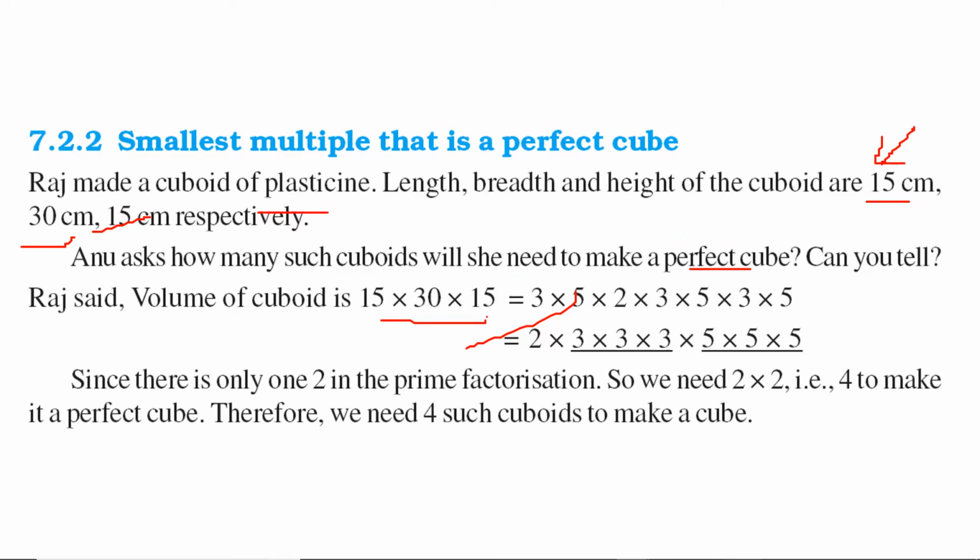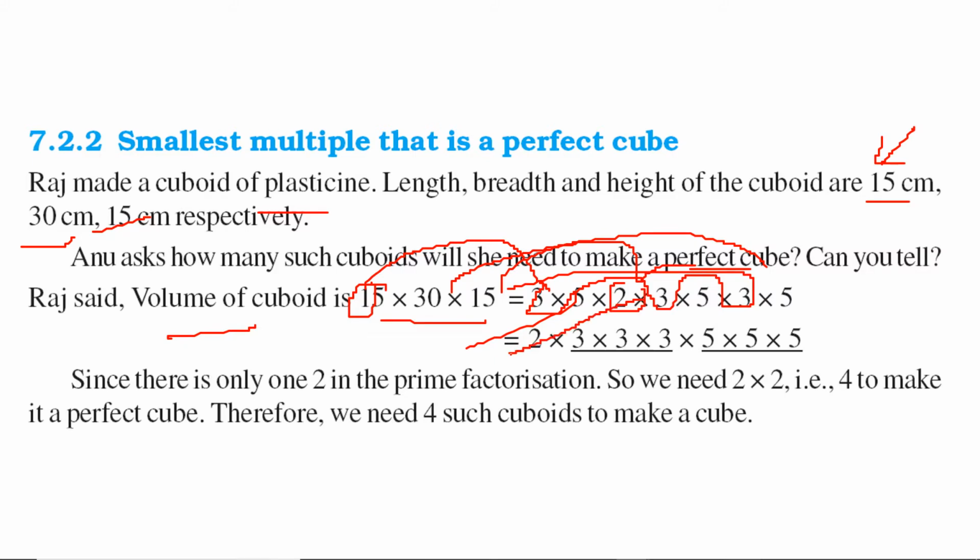15 into 30 into 15 is the volume of the cuboid. Now let us try to find the prime factors. So 15 is 3 into 5, 30 is nothing but 2 into 3 into 5, 15 is again 3 into 5. Let us combine them in triplets. So we have a 3 here, we have a 3 here, we have a 3 here, right? Now we have a 2 here and we don't have any combination of 2. 5, we have 5 here, 5 here and 5 here.